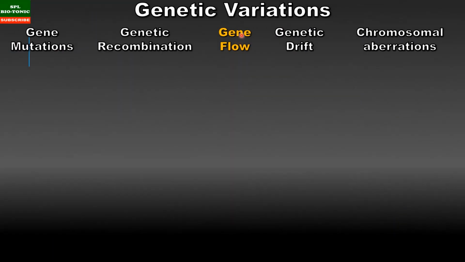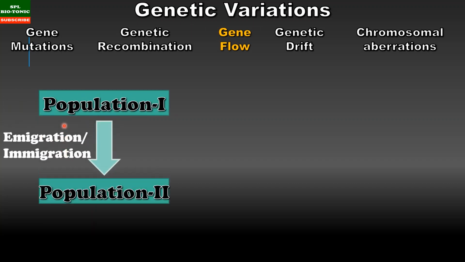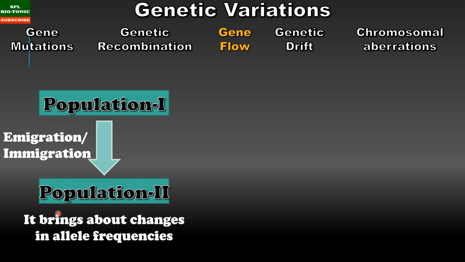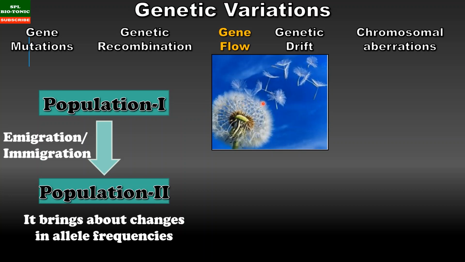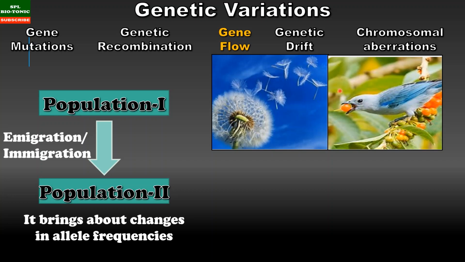Genetic variation also occurs due to gene flow. Now, when there is a movement of genes or alleles from one population to another population, it leads to changes in allele frequencies. Emigration will lead to loss of genes, whereas immigration will lead to the gain of genes. In the case of plants, gene flow occurs by either pollen dispersal or seed dispersal. It is done by either wind or by some animals. In this case, the bird is helping the seed dispersal.